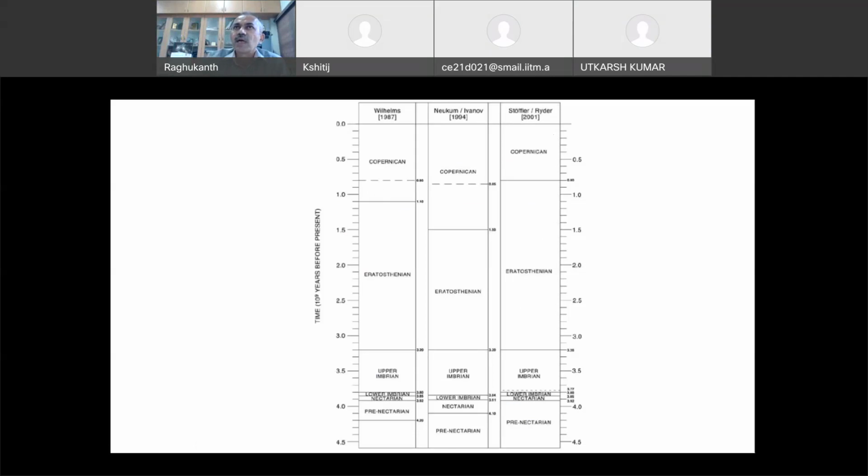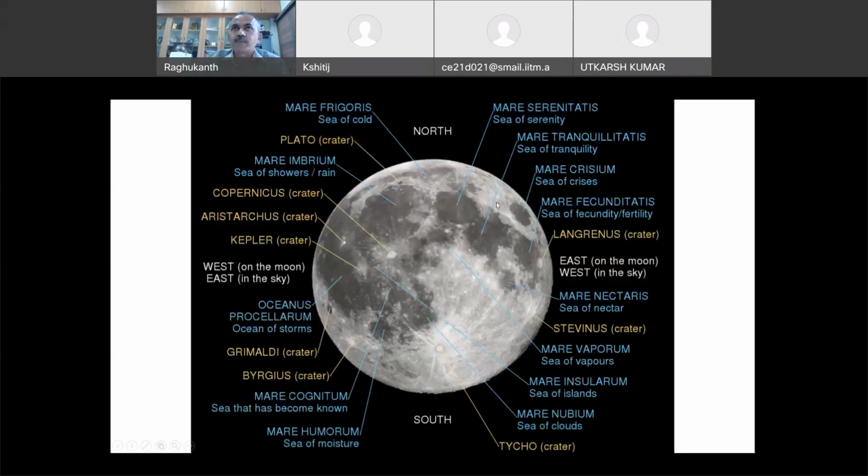So this person says more or less the same, but Eratosthenian he puts at 1.5, others put it at 1.1. So there are some debates going on about what we have to form. Maybe in the future, 10-25 years, these things may get more clarity.